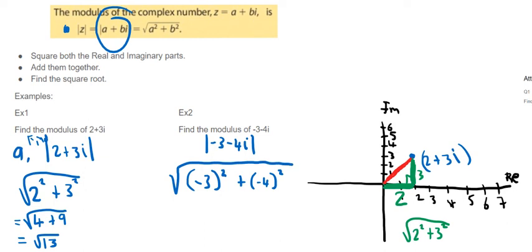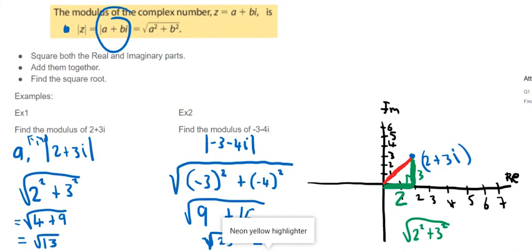So minus 3 squared would be minus 3 times minus 3, which gives us positive 9. Minus 4 squared is minus 4 times minus 4, so that's positive 16. If we add them two together, we get the square root of 25. In this case, we get a square number inside, so the square root of 25 is 5. So 5 would be the modulus there.